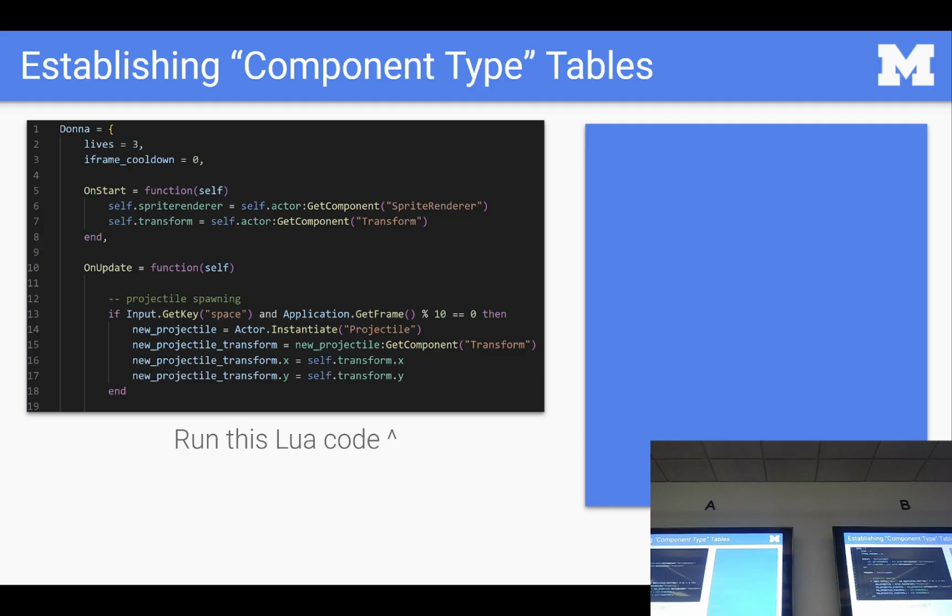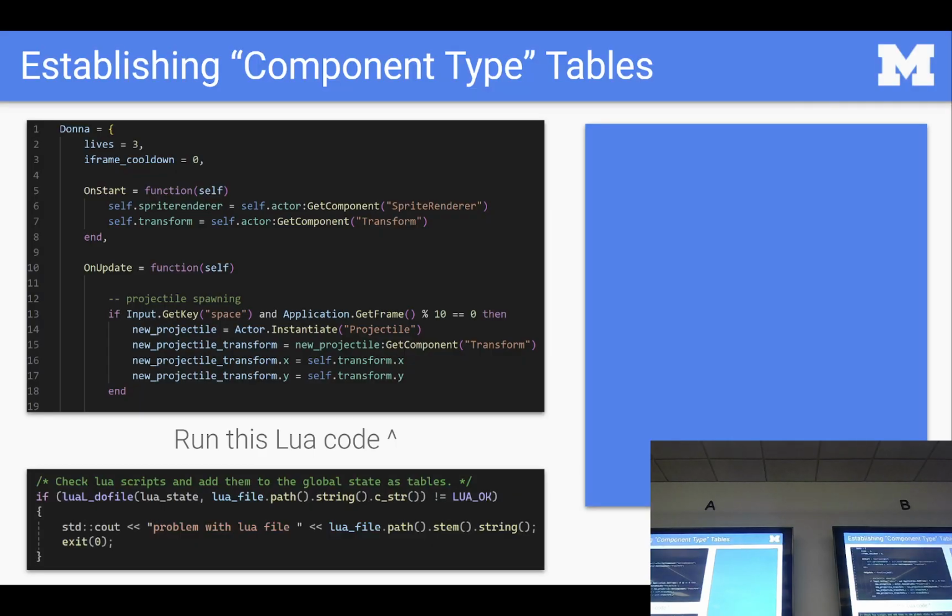Well, how do you do that? Lua provides some really nice functions that make this trivial, basically. Here's a function for you: luaL_dofile. What do you send in? You send in a reference to your Lua state, and then you send in the actual file path that you want to load. It's going to load in the file, and it will return you a value.